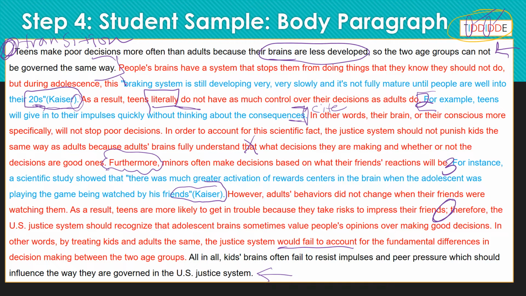All in all, kids' brains will often, whoa, another great transition letting me know she's wrapping it up. Kids' brains often fail to resist impulses and peer pressure, which should influence the way they are governed in the U.S. justice system.